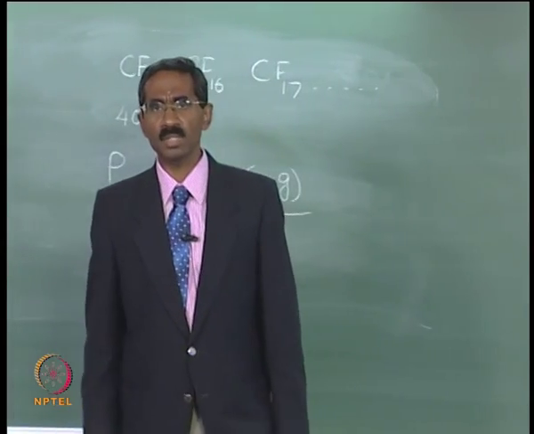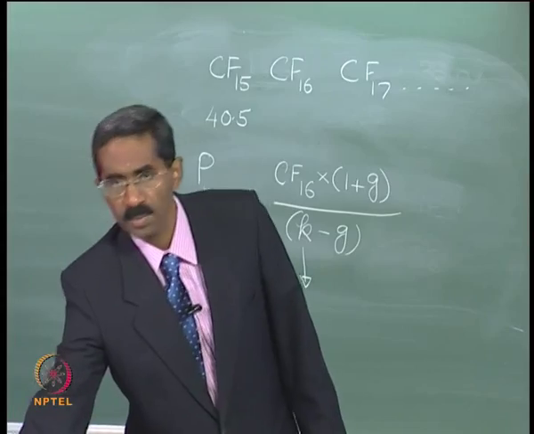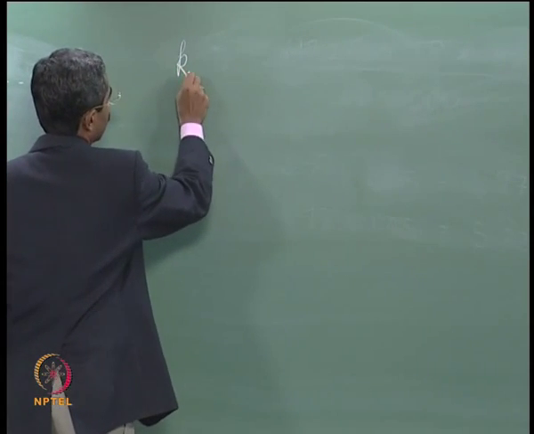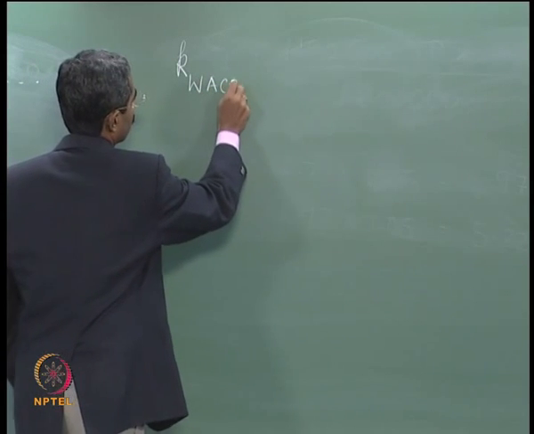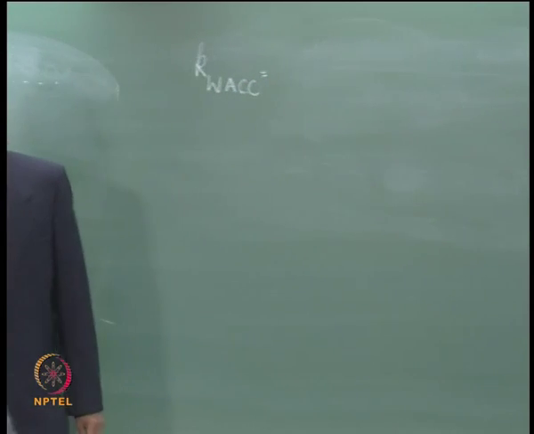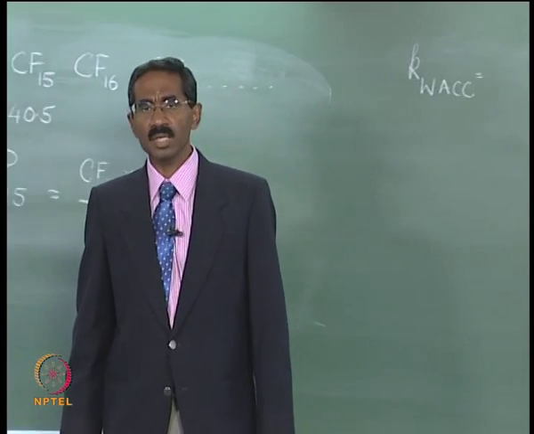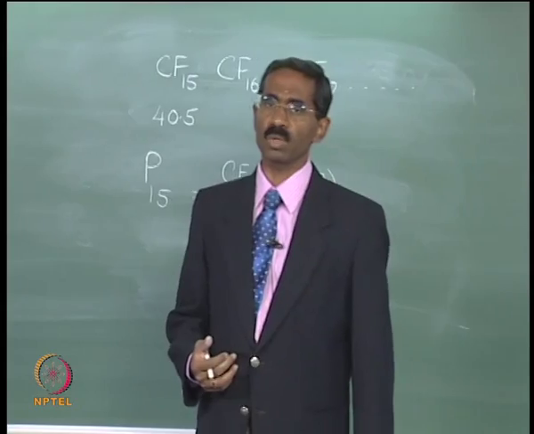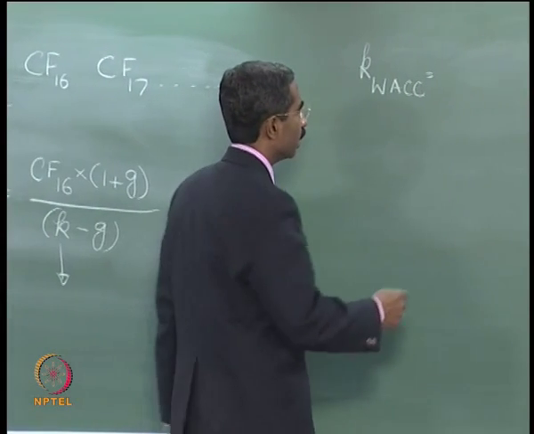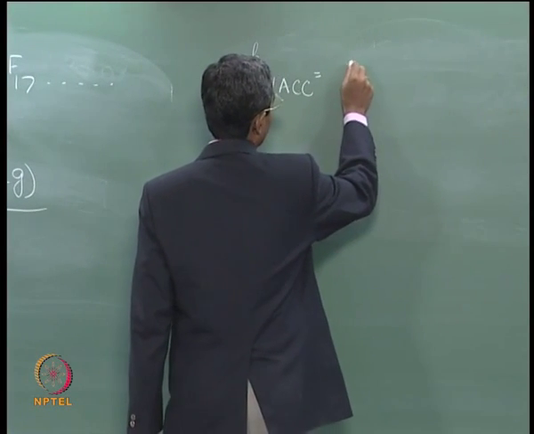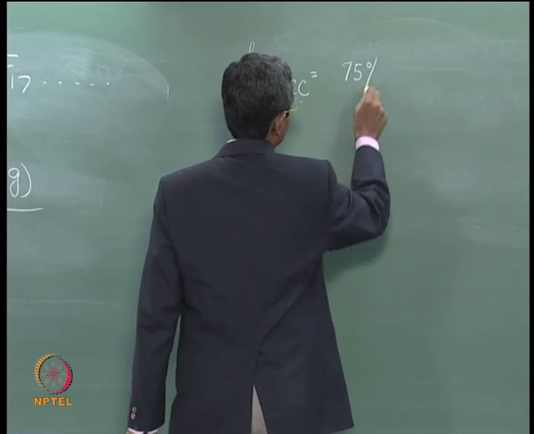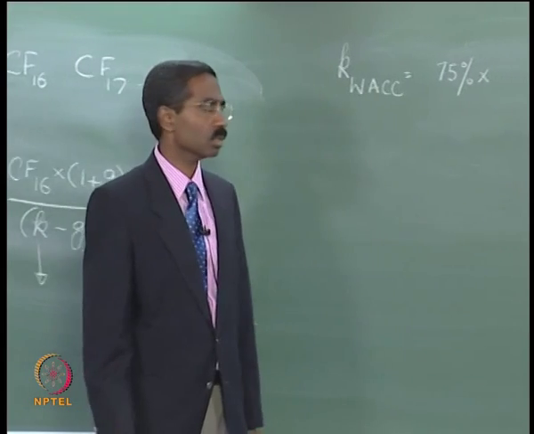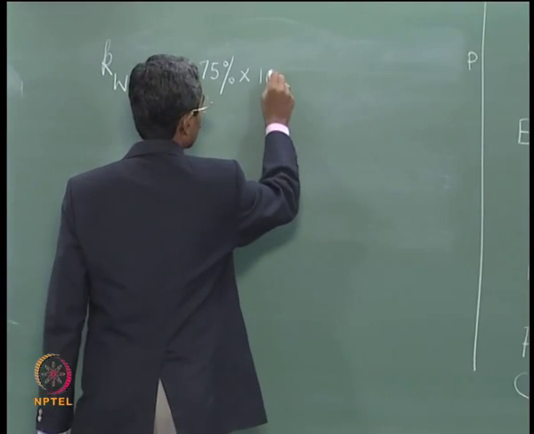Now let us see how we determine the cost of capital for the project. Cost of capital is nothing but your weighted average cost of capital, and this is the weighted average of debt and equity multiplied by their respective costs in the capital structure. As we have seen, the project is funded 75% by debt capital. So 75% multiplied by the cost of debt, which is nothing but the interest on the loan, which is 10%.